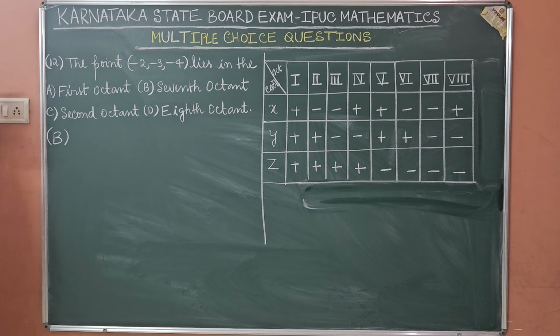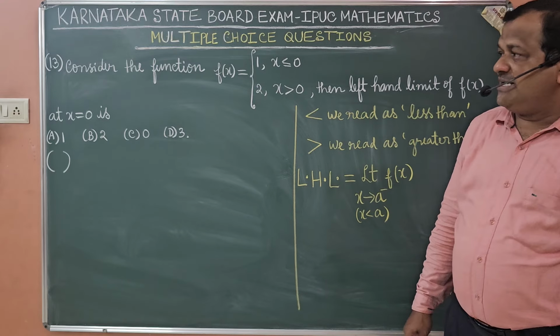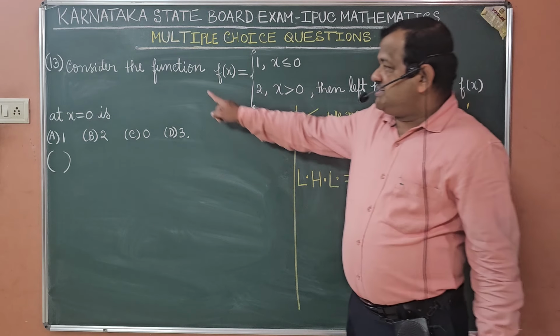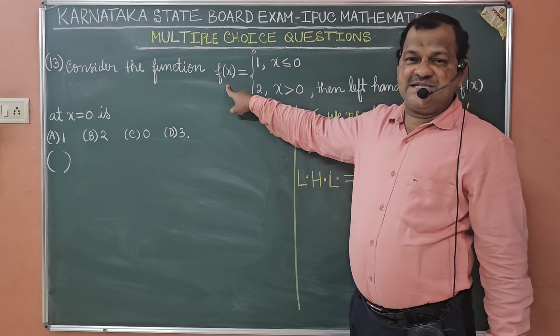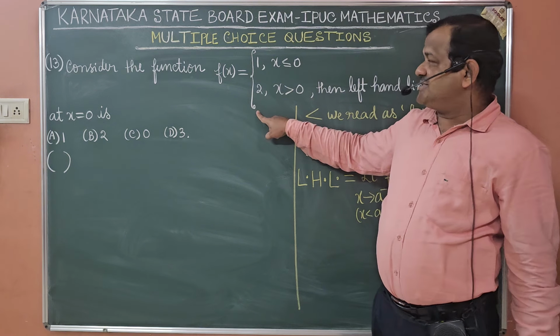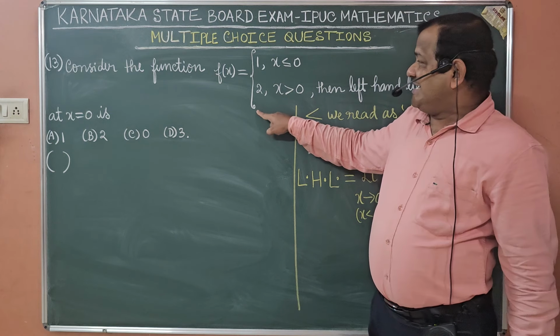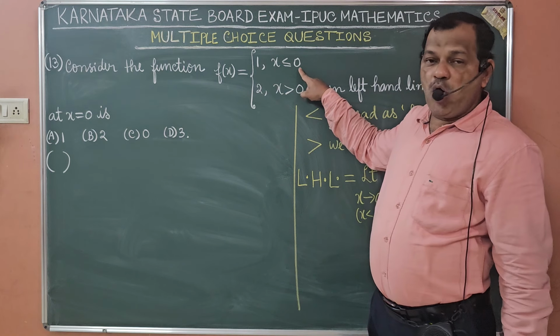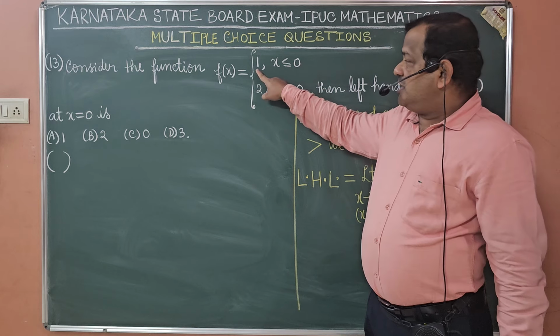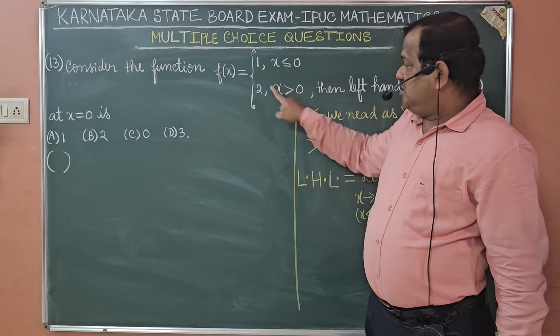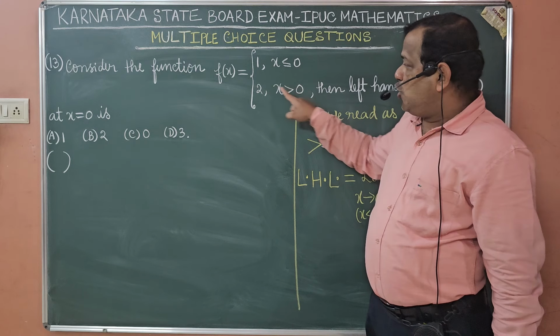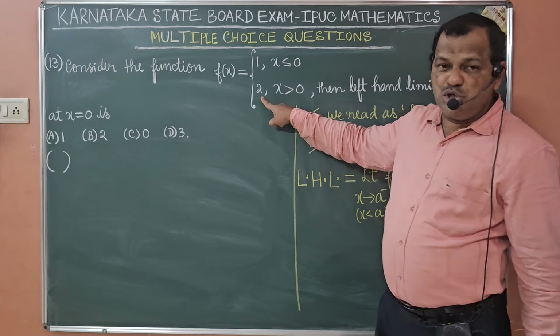Kindly go through. This is the 13th MCQ from the limits topic. Consider the function f of x defined within a one-sided flower bracket. If x is less than or equal to 0, it is defined as 1. If x is greater than 0, f of x is equal to 2.